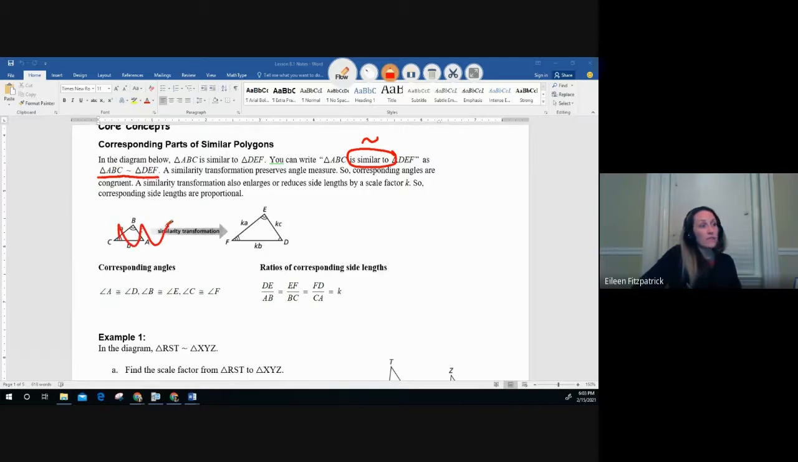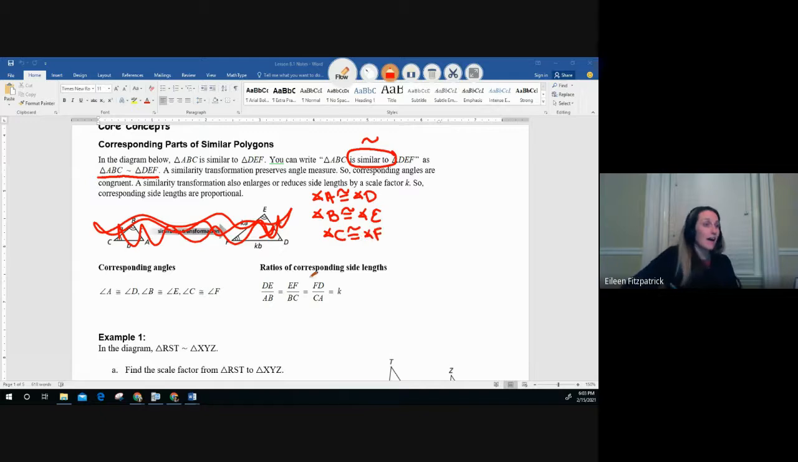Now, even if I didn't have the triangles to look at, pretend they're not there. The order of the letters is important, just like it was for congruent triangles. The order of the letters tells me that angle A is congruent to angle D, angle B is congruent to angle E, and angle C is congruent to angle F. Now, the sides are not congruent. The sides are in proportion, and there's a scale factor that we're going to use to map one onto the other.